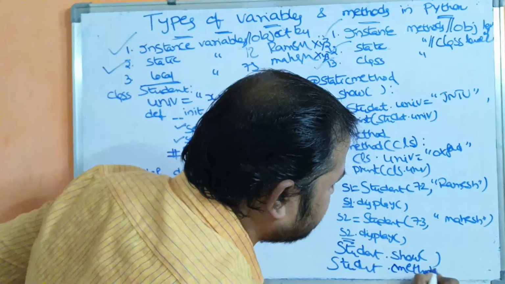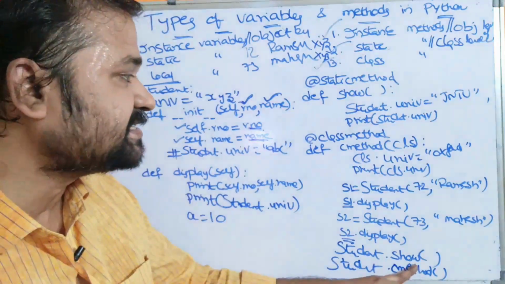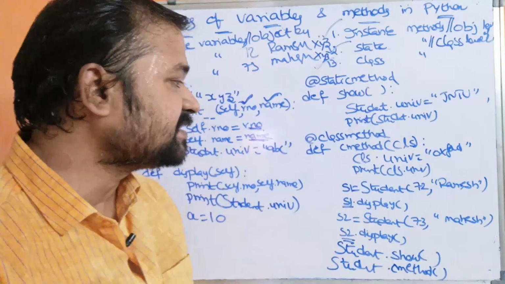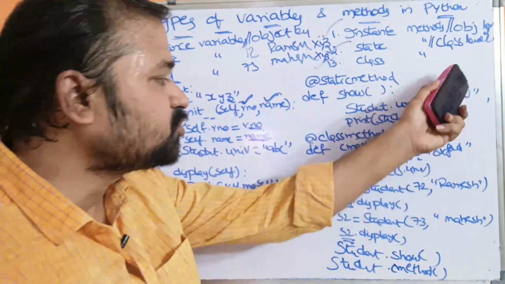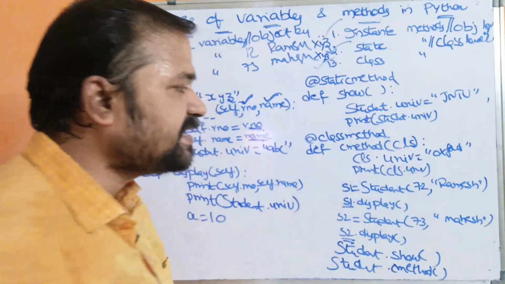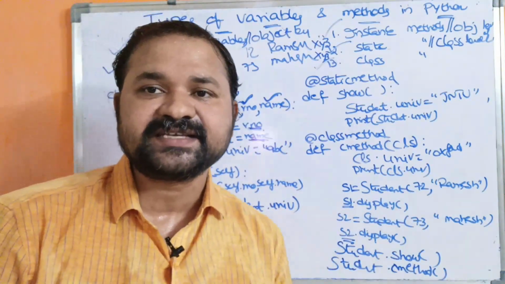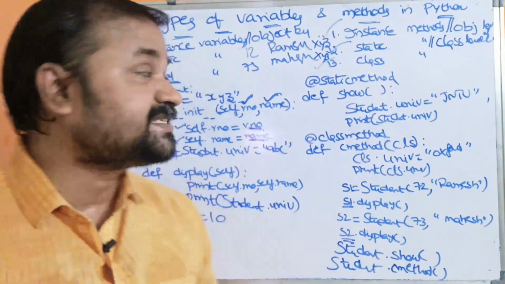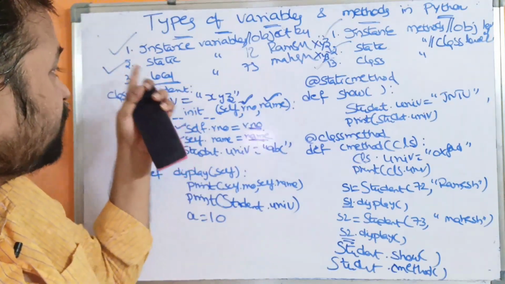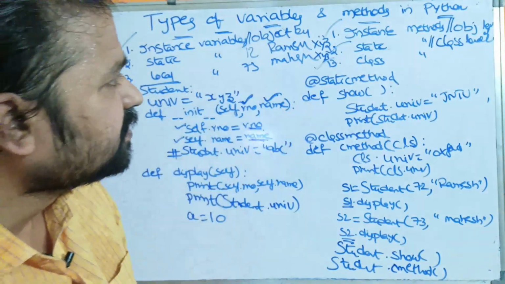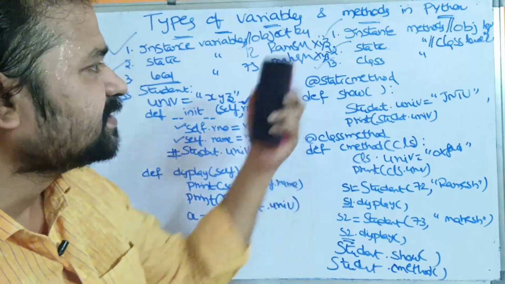There is no need to pass any argument. So whenever the statement is executed, control goes to the cmethod. So now the university changed to Oxford. Print of cls.university means we will get the message as Oxford. So this is about instance variable, static variable, local variable, instance method, static method, class method.